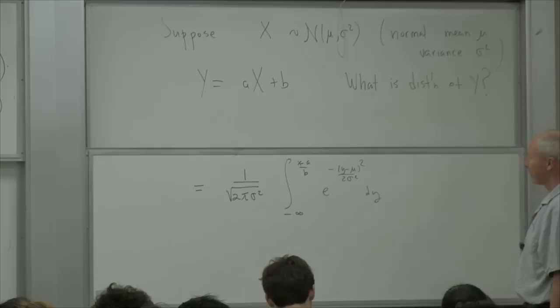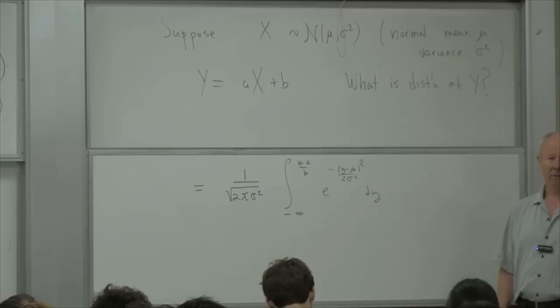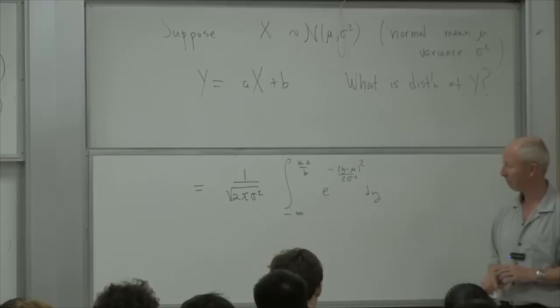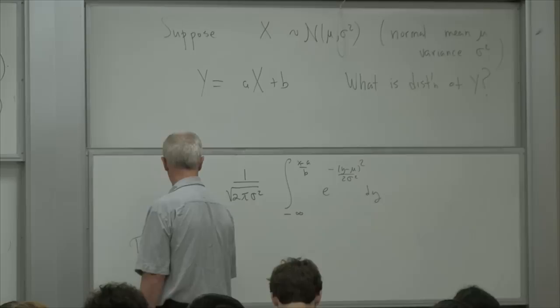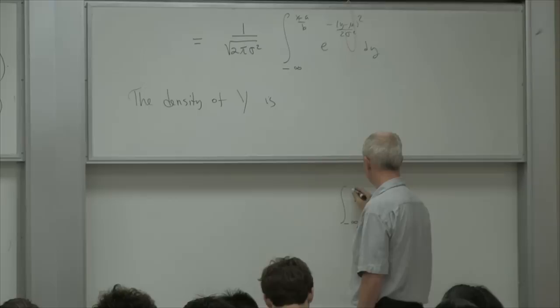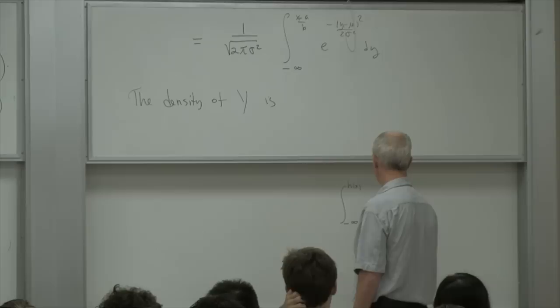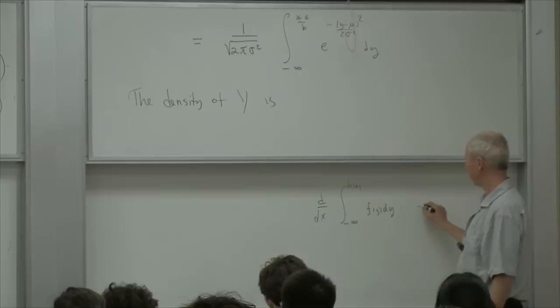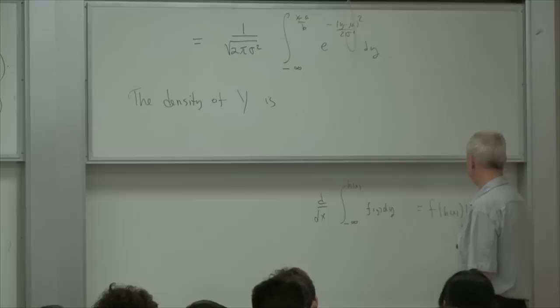What's the density of y? The density of a distribution function is its derivative. So let's take the derivative. The density of y. How do you differentiate an integral, especially if you have an integral from minus infinity to, let's say, h of x, of little f of y dy? What's the derivative of this with respect to x? Remember how that goes? It's f at h of x times h prime of x. Yeah?